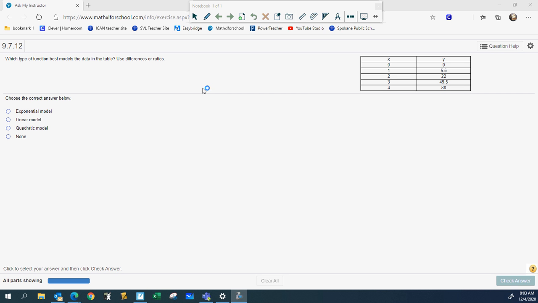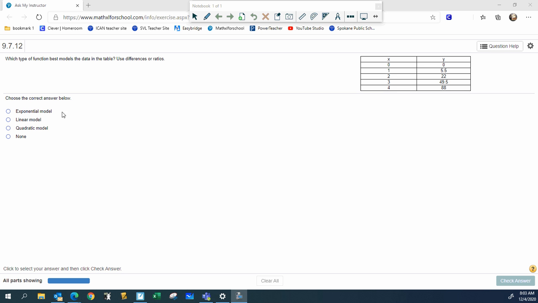Right, for this problem, I'm going to give you a brief overview of what an exponential model, linear model, and quadratic model look like and patterns you can see to identify those models. And then obviously if none of those models fit this table, then you're going to choose none.